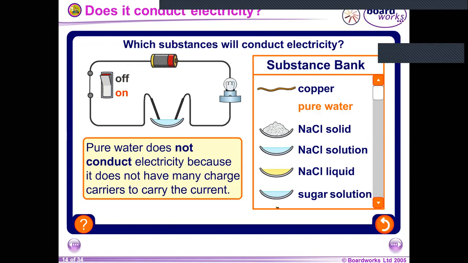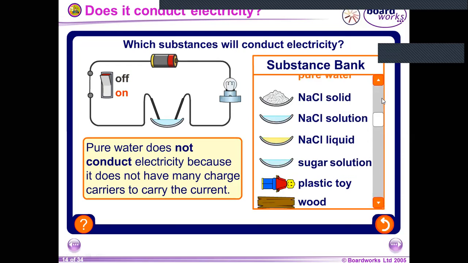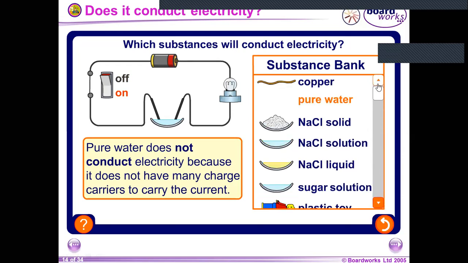Did the copper work? Now let's try the plastic coil. Okay, before the plastic, guys, just give me time. Before the plastic, let's try salty water.